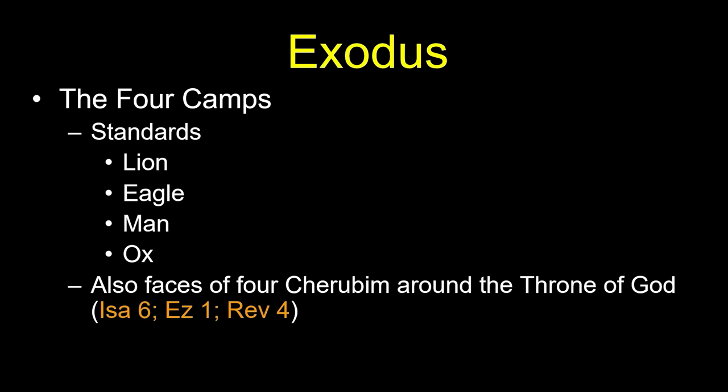which are also the four faces of the cherubim, as described in each of the visions of the throne of God, whether it's in Isaiah 6 or Ezekiel 1 or Revelation 4. You notice there's always these peculiar creatures called cherubim, and they're always described with these four faces.